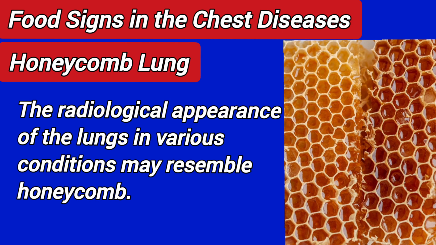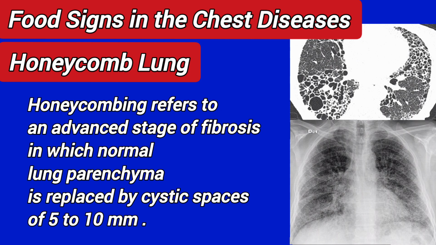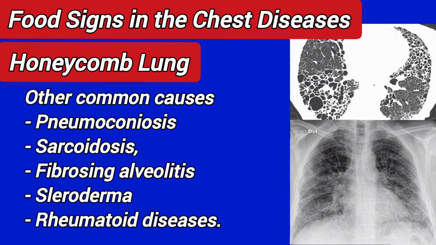Honeycomb lung. The radiological appearance of the lungs in various conditions may resemble honeycomb. Honeycombing refers to an advanced stage of fibrosis in which normal lung parenchyma is replaced by cystic spaces of 5 to 10 mm. This is visible on chest X-ray as well as on CT scan. Honeycomb shadowing is a particular feature of histiocytosis X. The other common causes of honeycomb lung include pneumoconiosis, sarcoidosis, fibrosing alveolitis, scleroderma and rheumatoid diseases.